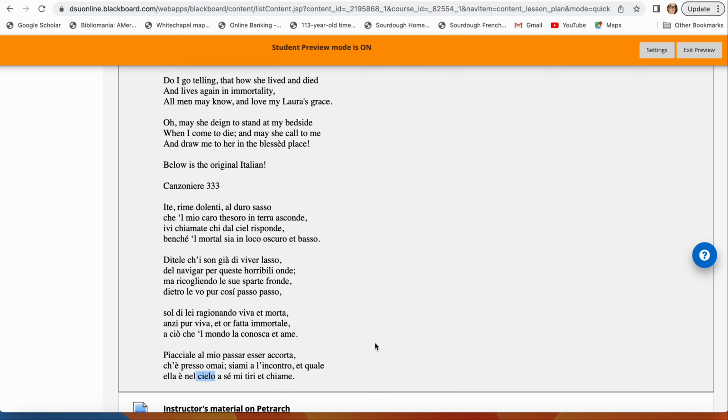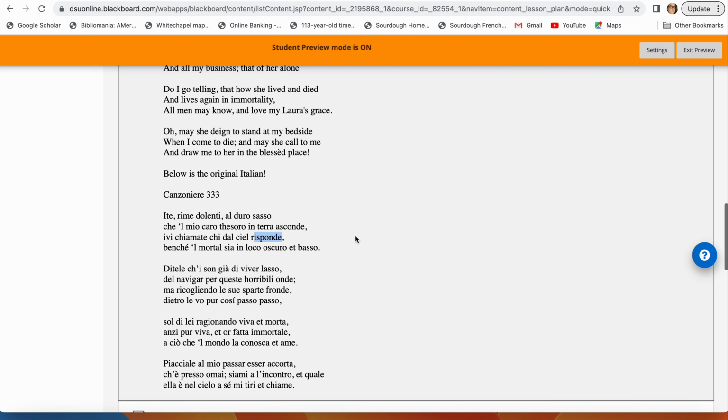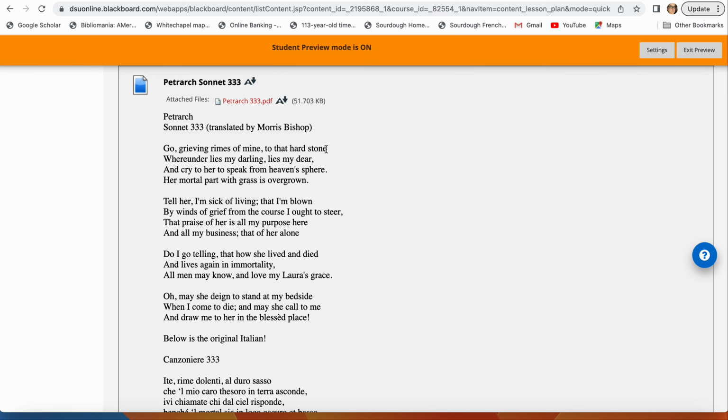Notice too, this translation uses the same rhyme scheme as the original Italian, which is what makes this an exceptional translation of Petrarch's work. Notice in the first stanza, in Italian, the word sasso rhymes with basso, right? The first and fourth lines rhyme, and then the second and third lines rhyme. Asconde and risponde. That's the same pattern in our translation. Stone rhymes with overgrown, and then the second and third lines also rhyme. Dear rhymes with sphere. So I would say that this rhyme scheme is an A, B, B, A rhyme scheme.